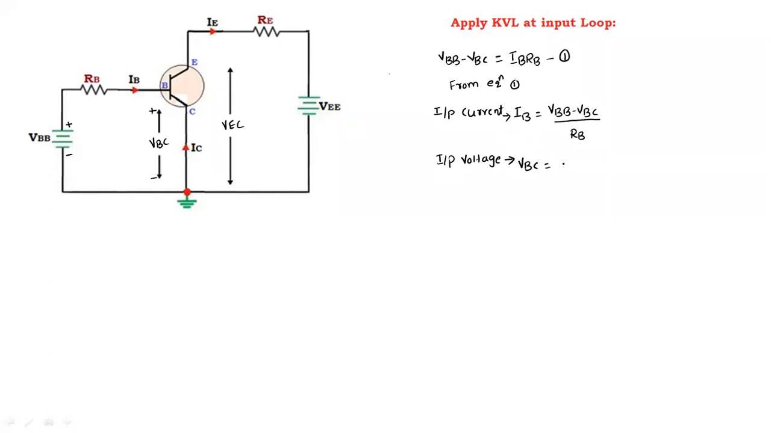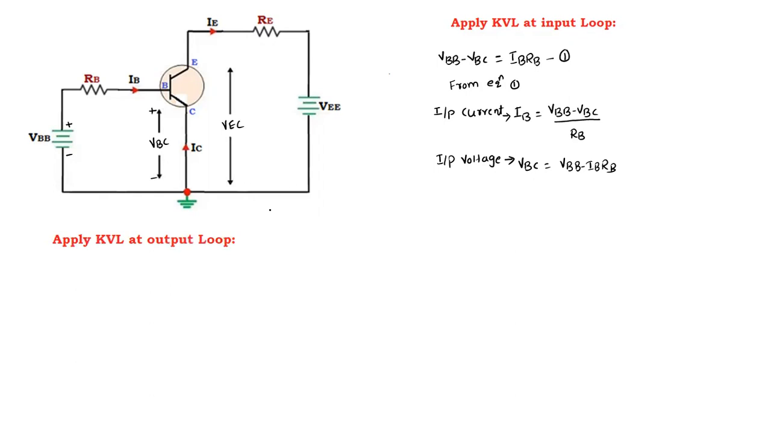VBC is equal to VBB minus IB into RB. Okay, this is about the input current and the input voltage equations of the common collector configuration. Now let's apply the KVL at the output side.